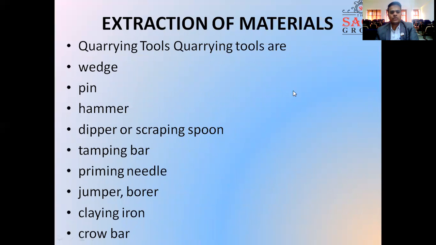Then the quarrying tools are wedge, pen, hammer, dipper, scraping spoon, tamping bar, priming needle, jumper, borer, clayey iron, and the crowbar. These are the materials which are used in quarrying.